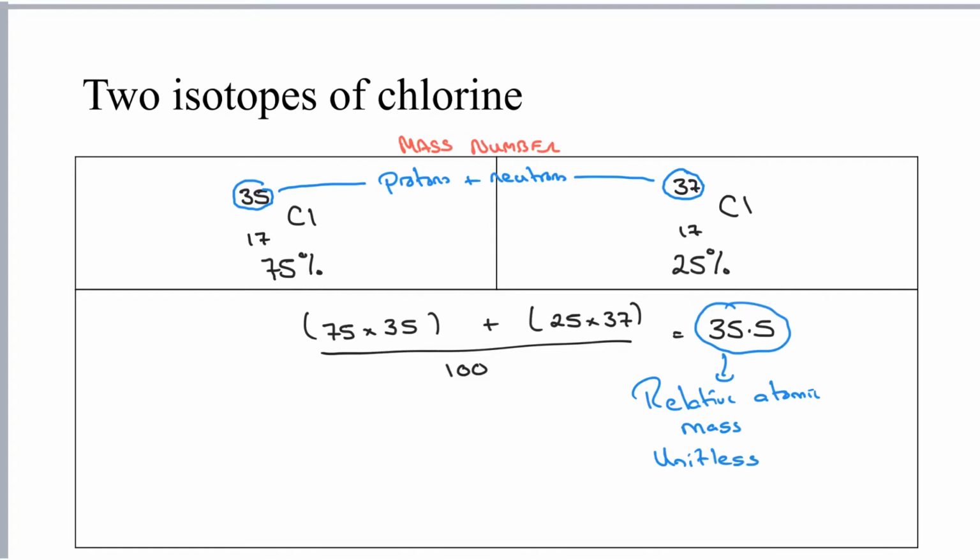Now, we often give these numbers their own little symbols. So the mass number is given the symbol A. The atomic number is given the symbol Z. And the relative atomic mass is given the symbol Ar. So capital A with a little r next to it.